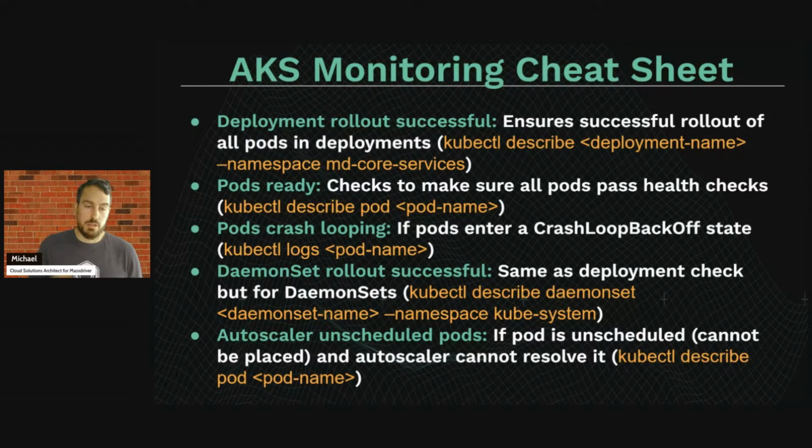And then last but not least, autoscaler unscheduled pods. This alarm triggers if there are pods that are unscheduled, aka cannot be placed, and the cluster autoscaler cannot resolve it by scaling up. It may not be possible for the cluster autoscaler to scale up for a number of reasons. It could be because the node groups are at max scale already. Or the pod requirements don't fit any of the pods that the autoscaler can resolve. Another potential issue is the pod is asking for too many resources. There are other potential issues.